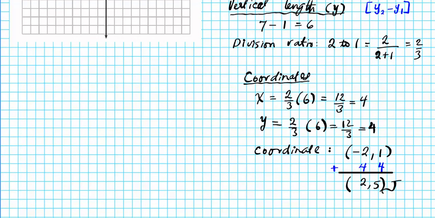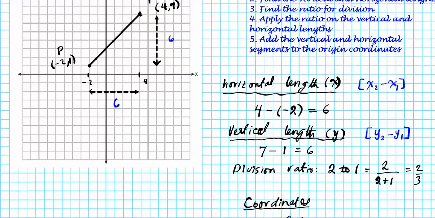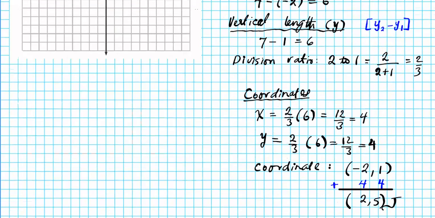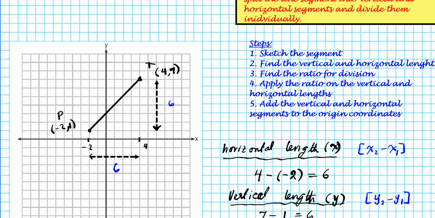If you don't like adding, you can do this visually. Since we're going to split it 4 units for the bigger segment, you can start from here and just count. Horizontally, I'm going to go 1, 2, 3, 4. And then vertically, I'm going to go 1, 2, 3, 4. Bam, there goes your final answer. The point J that we're looking for is (2, 5).